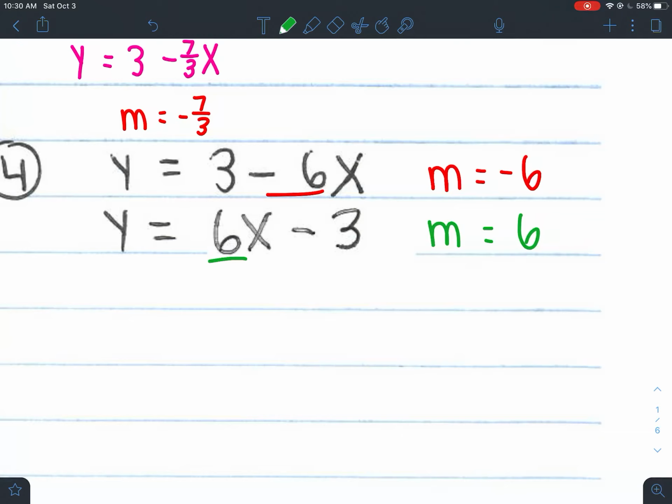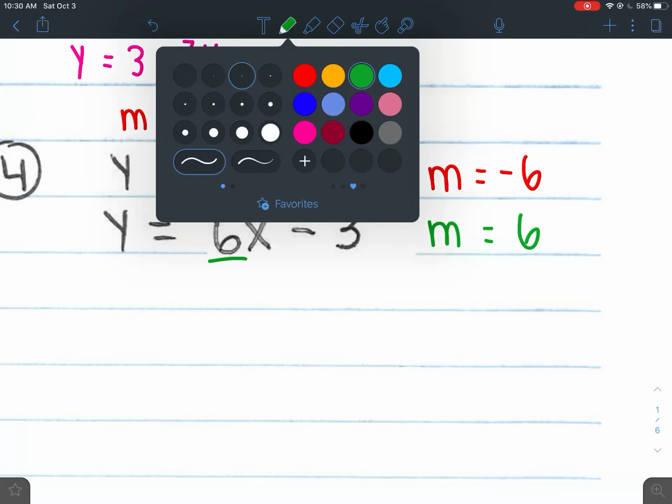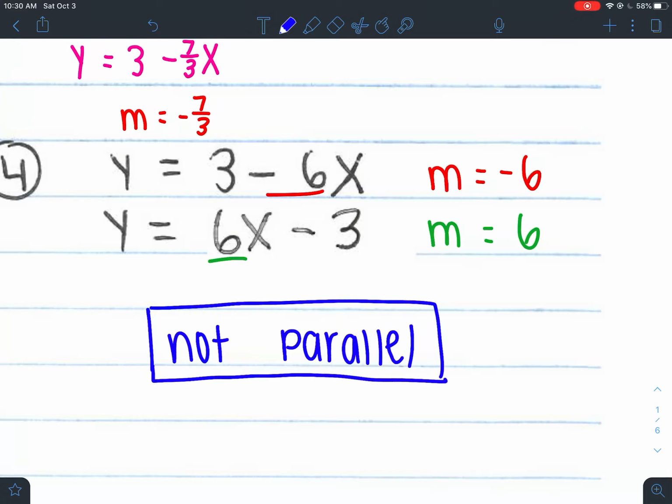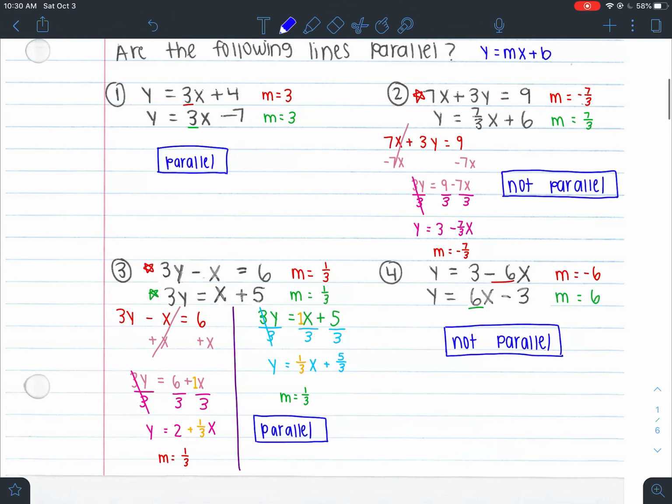Are these parallel lines? If I were to graph these, would these lines cross each other or be parallel? These are not going to be parallel. And the reason why it's not parallel is because the slopes have to be exactly the same. So these two lines, if I were to graph, would actually cross each other. So these are not parallel.